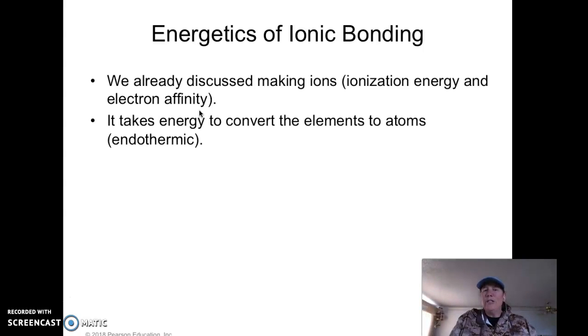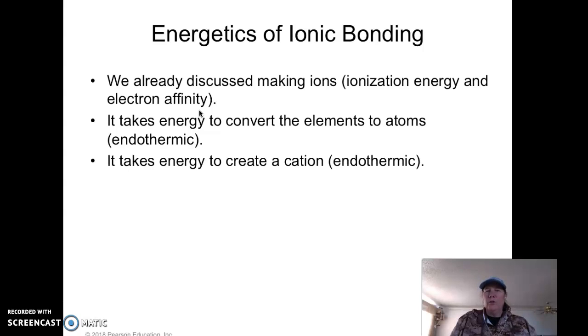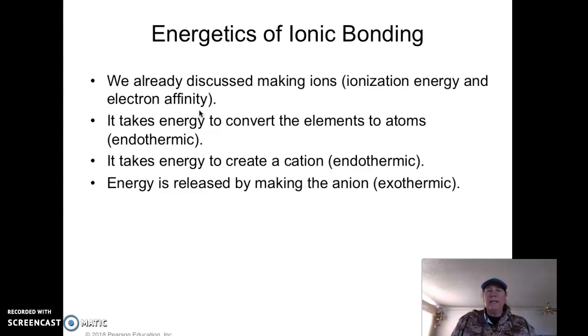Okay, it takes energy to convert the elements to atoms. So if you're going backwards, then it's endothermic. And if you're going to create ions, if you go backwards again, it's endothermic. If you're going to make a cation, remember, a cation is giving up one of its electrons, so it takes energy. That's why it's endothermic. If you're making an anion, you're adding to it, so that's exothermic. So the non-metal part is going to be exothermic. The metal part is going to be endothermic.